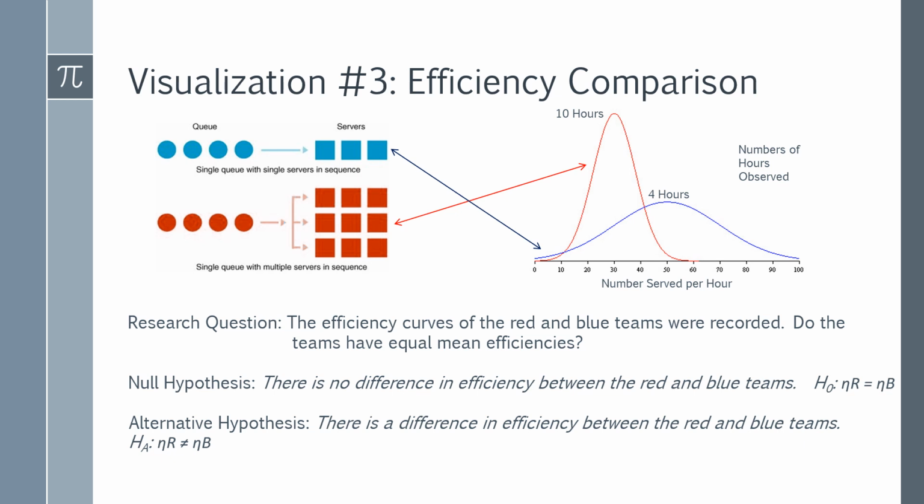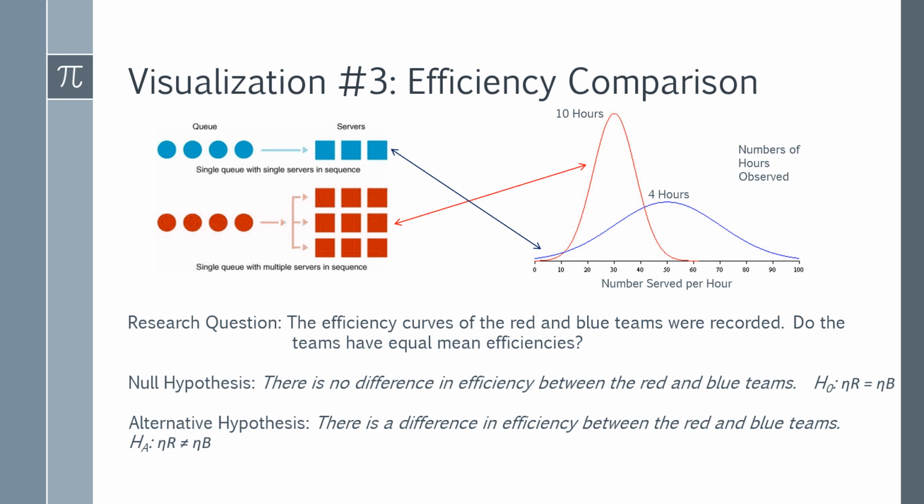So when we look at the visualization here, they were not observed for the same amount of time, but if you look at the red team, it looks like they were observed for 10 hours, and they served roughly 30 customers per hour. That would be a total of 300 people served total. Whereas the blue team were observed for 4 hours, and it looks like they served roughly 50 people per hour, so that would be a total of 200 people over that 4-hour period.